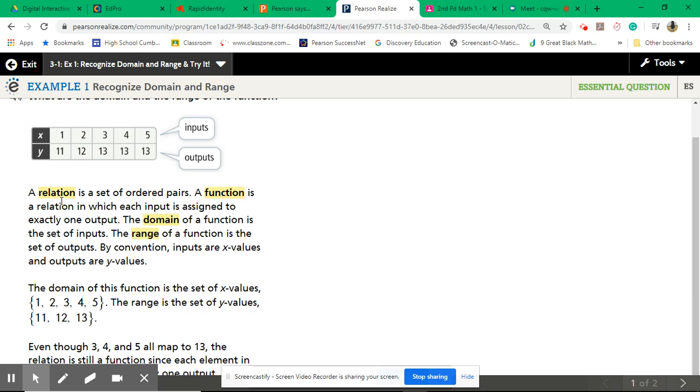So here it says a relation. Y'all can read this. A relation is a set of ordered pairs. A relation is like what comes before a function. A relation can just be x's and y's. A function, they relate in a certain type of way. A function is a relation in which each input is assigned to exactly one output. So that means there can only be one y for every x.